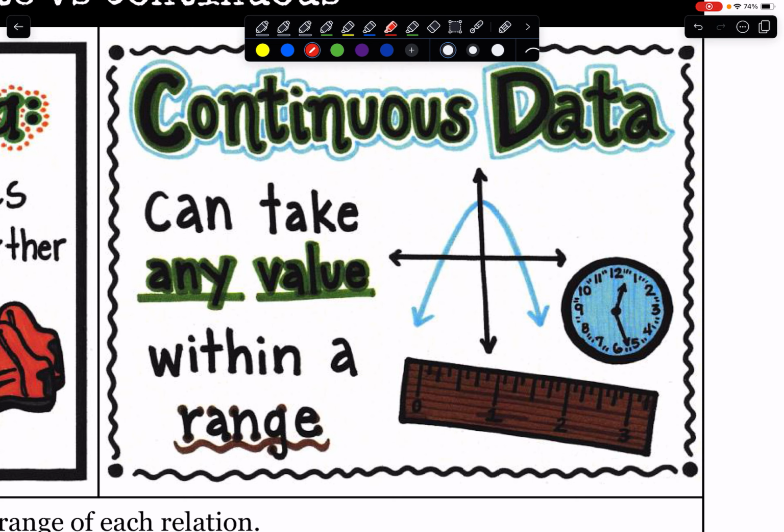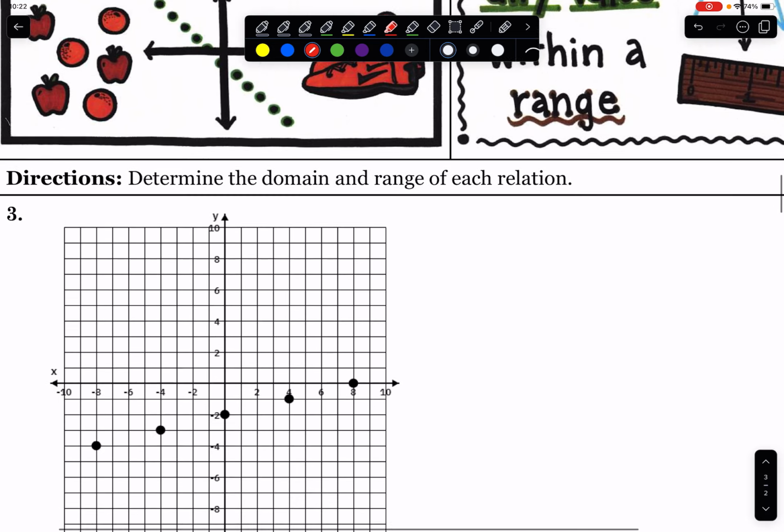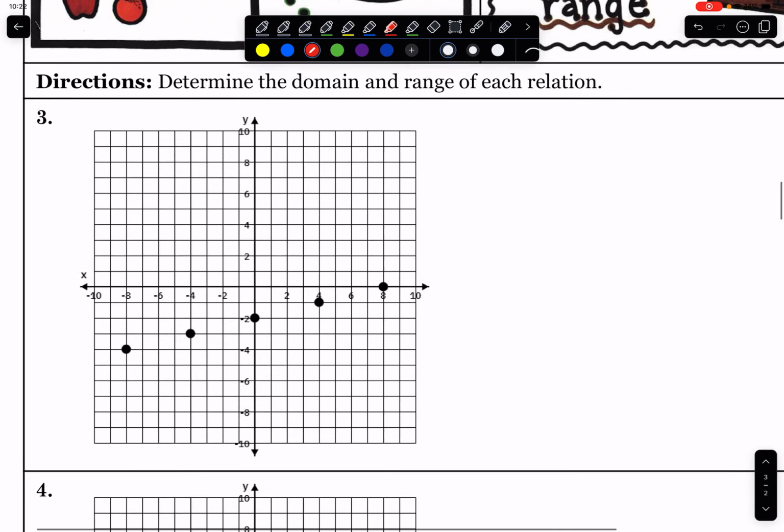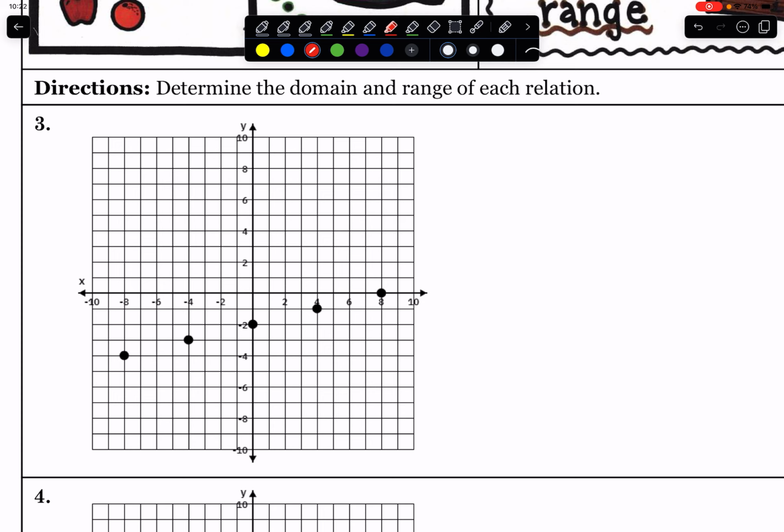So let's look at an example of how we get the domain and range for a discrete set of data, of a relation of discrete data. So here we have a relation which is represented by discrete data, these 5 points here. And the way we're going to determine the domain and the range is by identifying what the ordered pair is, so identifying the x and the y values.